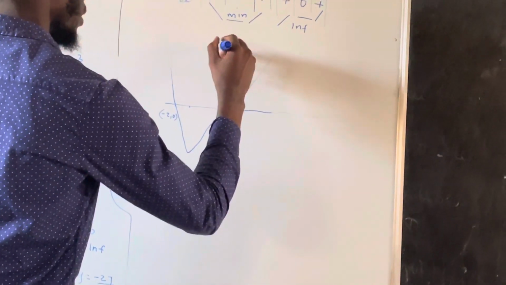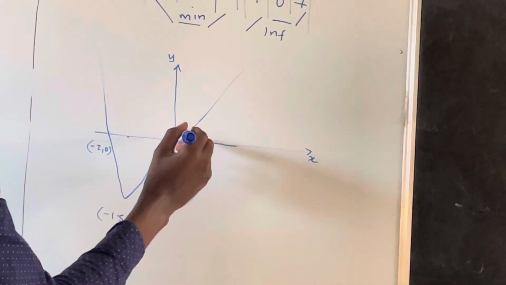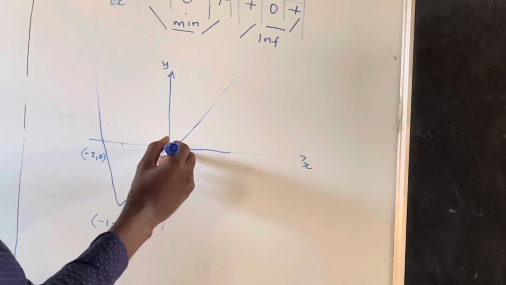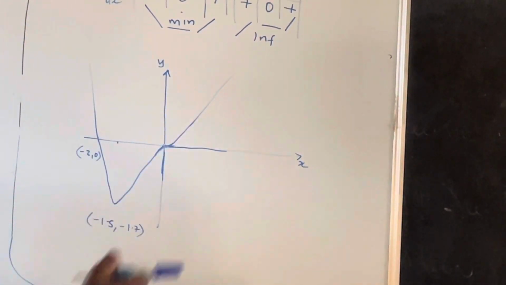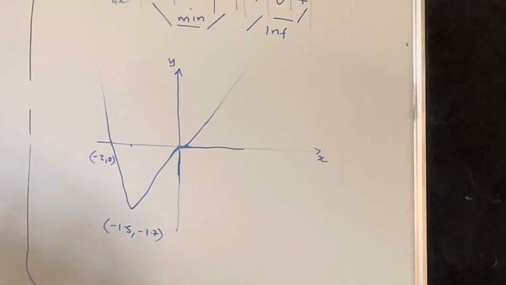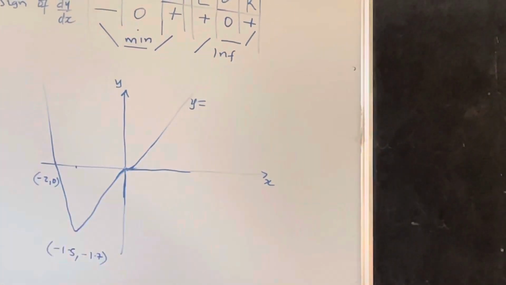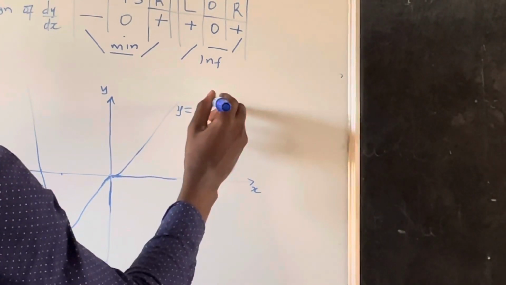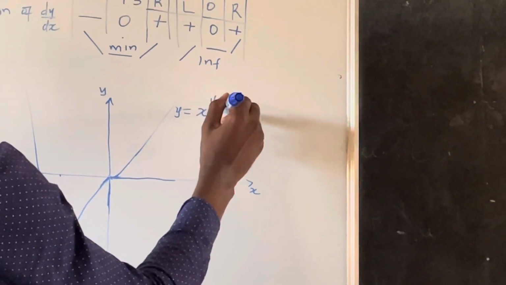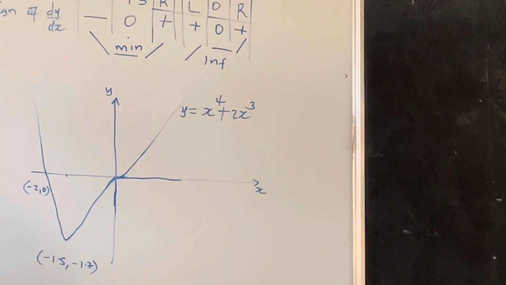So this is my y-axis. This is my x-axis. This is the point of inflection. You can see it. The curve comes, it changes course, and it continues in that direction. So we have to label our curve at the end, and we are saying this is y is equal to x to the power 4 plus 2x cubed. That is what we shall have.